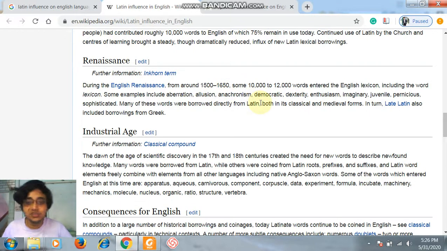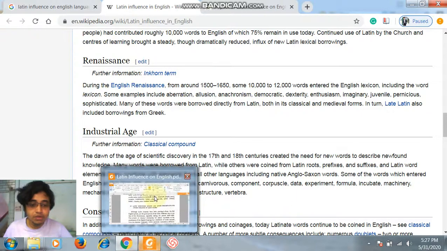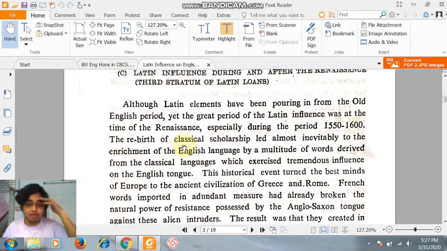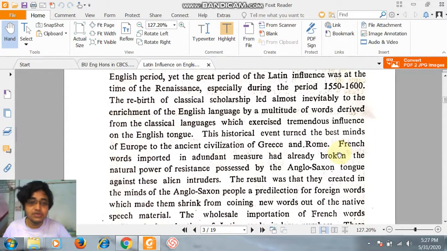Democratic, dexterity, enthusiasm, imaginary, juvenile, pernicious, sophisticated. So these are some of the examples of the Latin influences upon the English language at the time of Renaissance, especially during 1550 to 1600. Why has this occurred? Because of the rebirth of the classical scholarship.